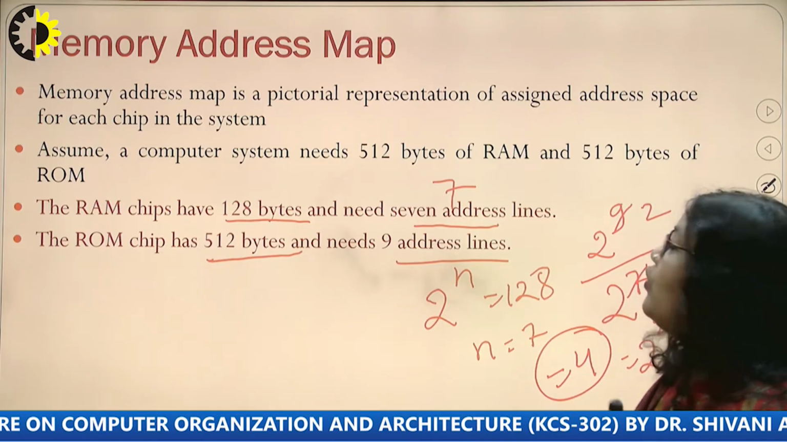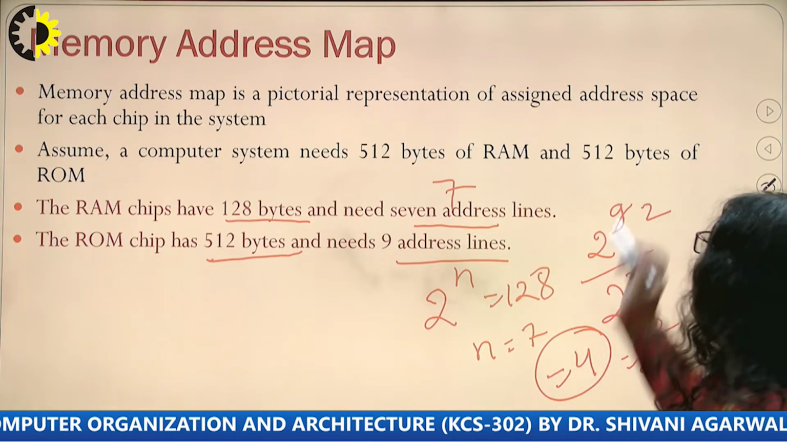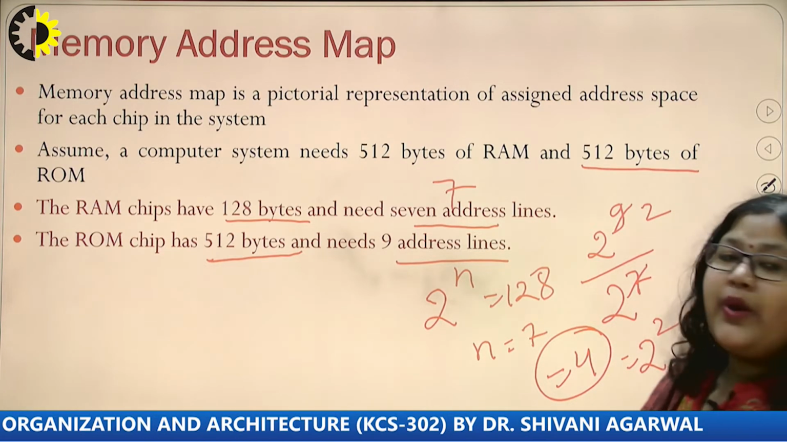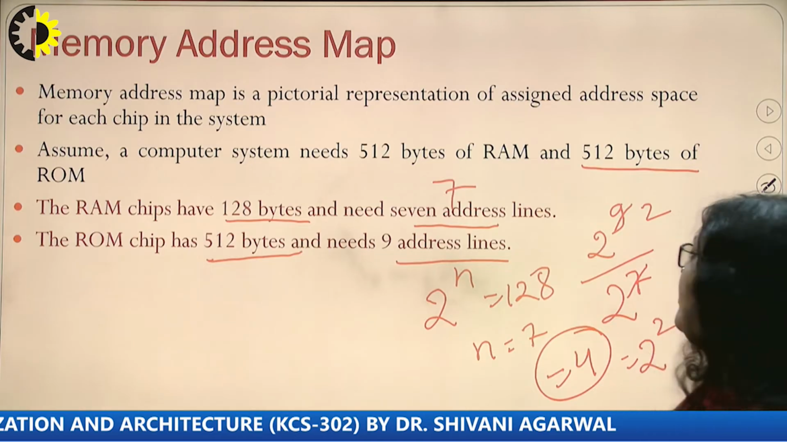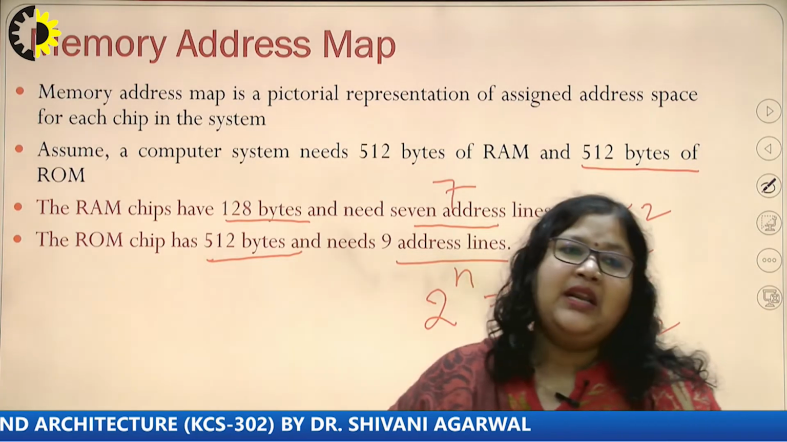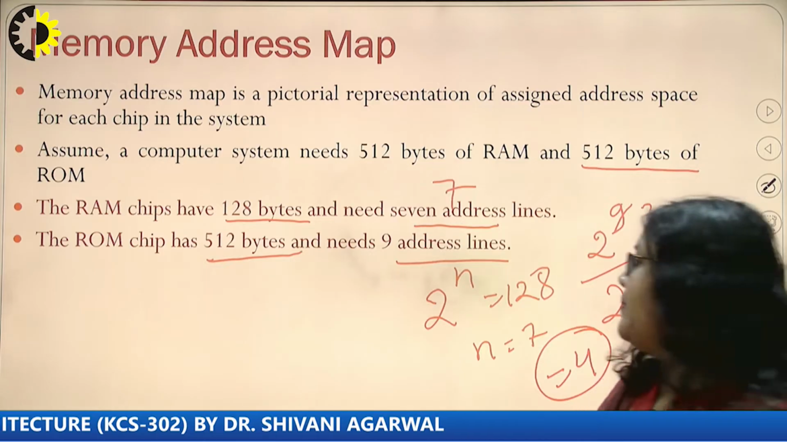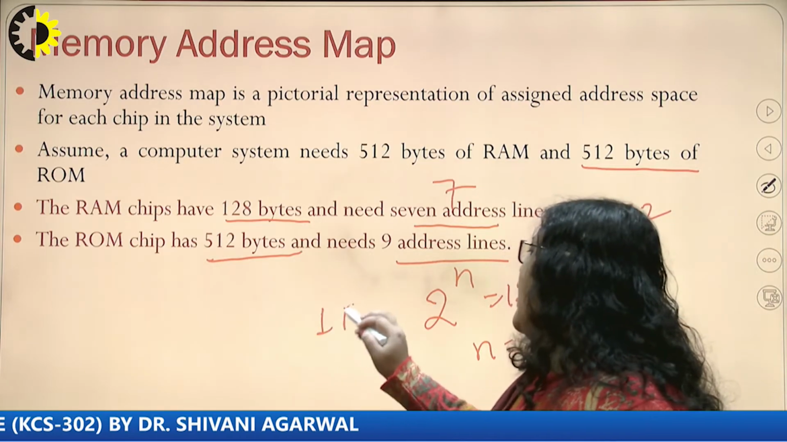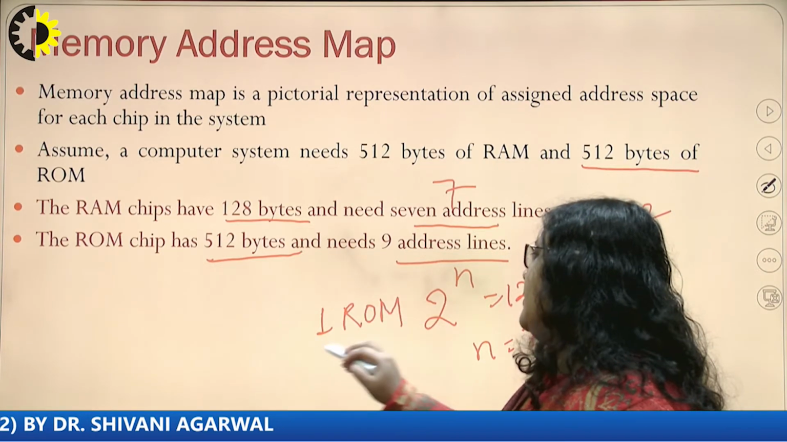And how many ROM chips are required in this case? Because the required size of the ROM is 512 and the size of the individual ROM is also 512, so basically 1 ROM chip is required in this particular case.